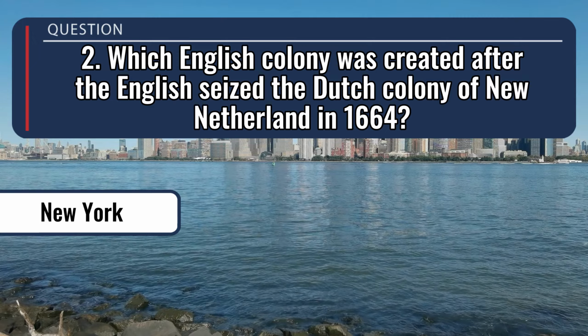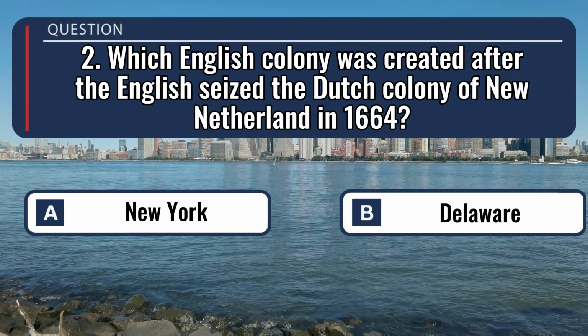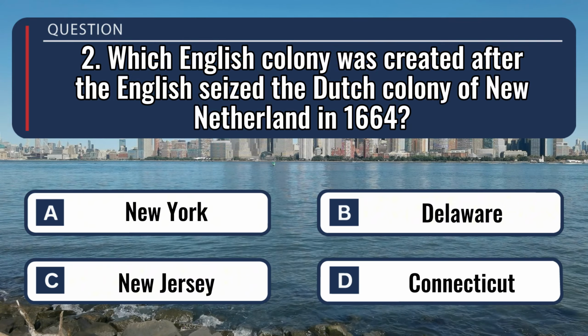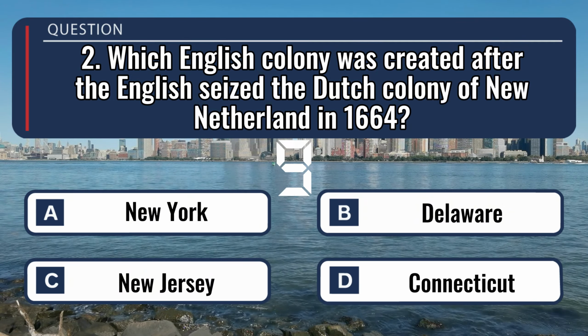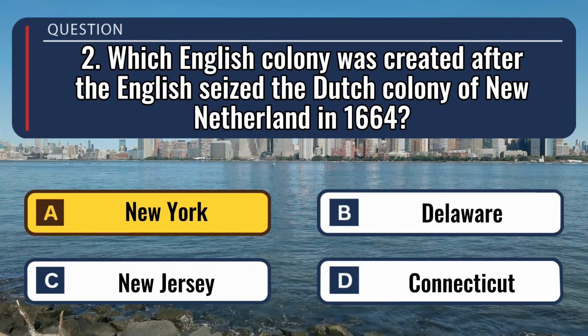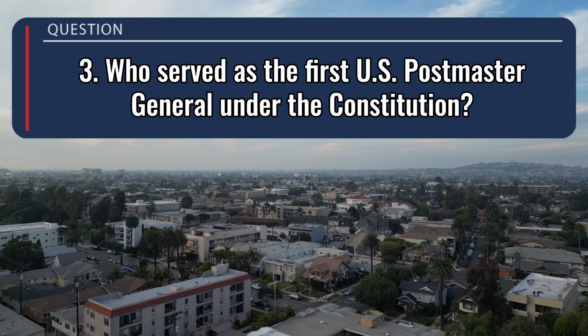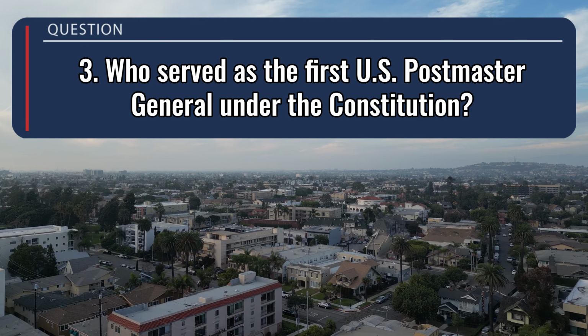Question 2. Which English colony was created after the English seized the Dutch colony of New Netherland in 1664? A. New York. B. Delaware. C. New Jersey. D. Connecticut. The correct answer is A. New York.